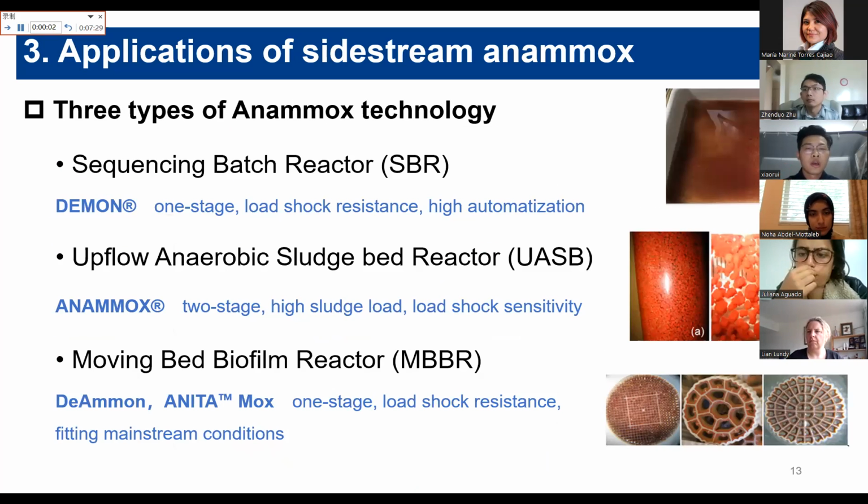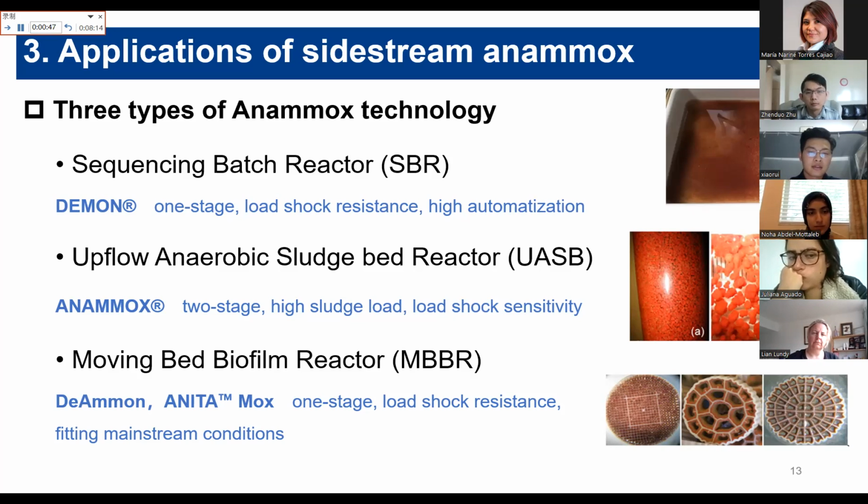Moreover, in order to achieve the biomass retention of Anammox, which is slow growing, there are 3 types of Anammox technology, which are generally applied in the side-stream Anammox treatment. The first one is the sequencing batch reactor. It's called SBR, and it's one stage, and its strength is that it has high shock resistance. However, it also requires high automation, which is costly.